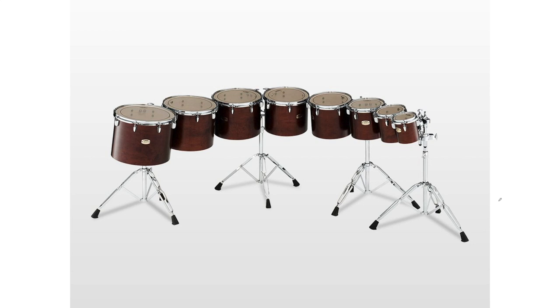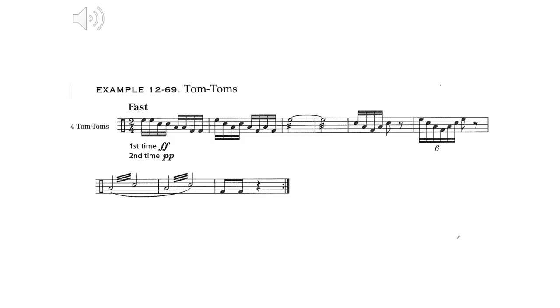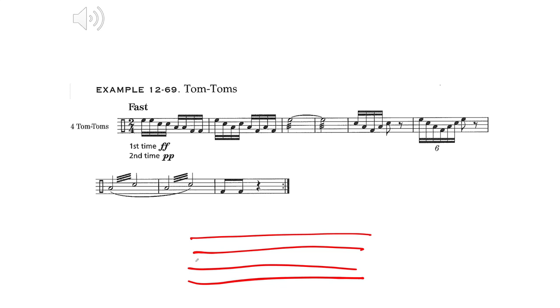And this is the tom-tom family. They are very common in the percussion ensemble of the orchestra. And here is an example. The notation is not recommended. If you have four tom-toms, then use a four-line staff, and use only the lines, not the spaces. So, in the first time, fortissimo, in the second time, pianissimo. Let's hear it.